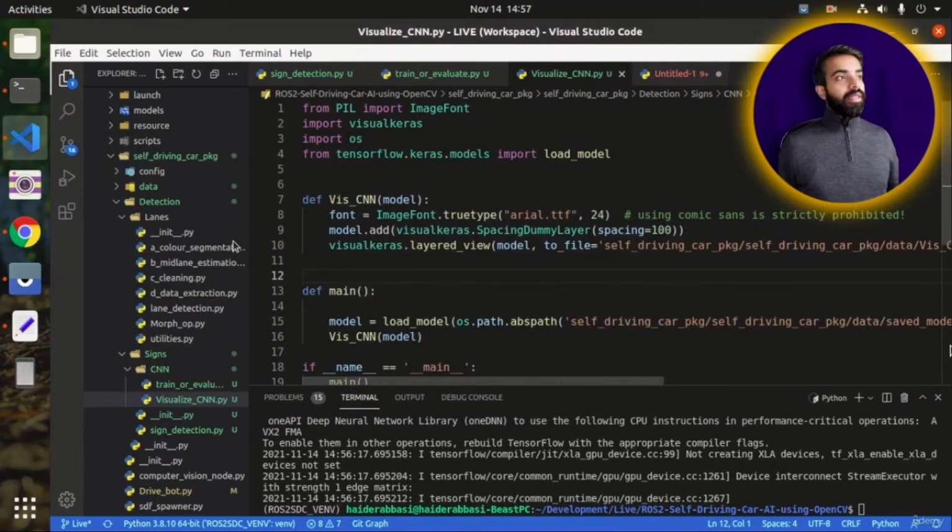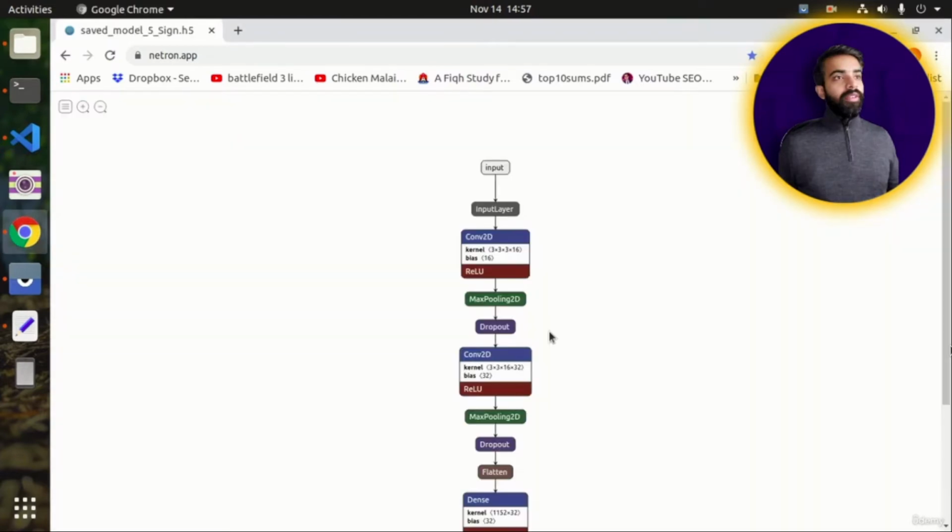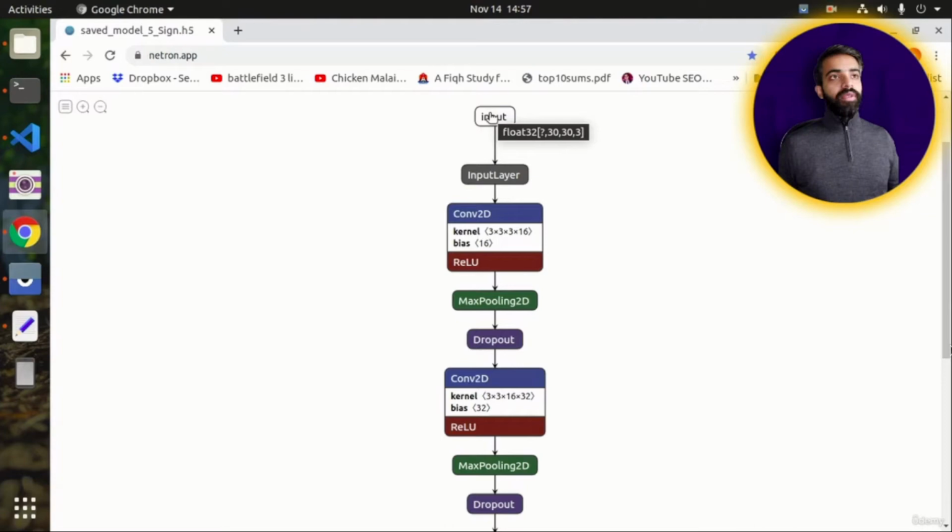The next method is using the Netron app. Using the Netron app, instead of running a script, all we need to do is simply drag and drop the model that we have trained earlier. So let's drag and drop that model over the Netron app. The difference here is that the Netron app will display a lot more detail about our CNN model. As you can see, if you hover over the input, you will understand the dimension of our input, that is 30 cross 30. So this particular model takes in an input image of dimension 30 cross 30.